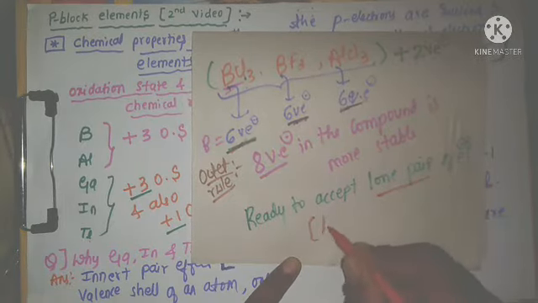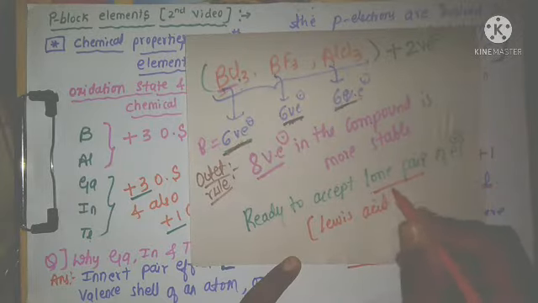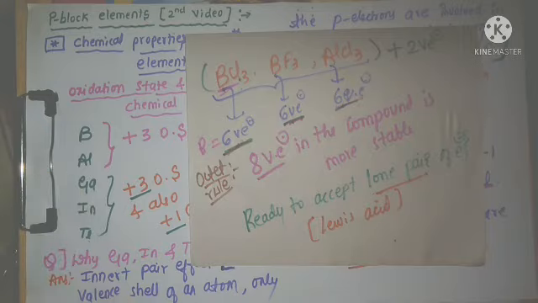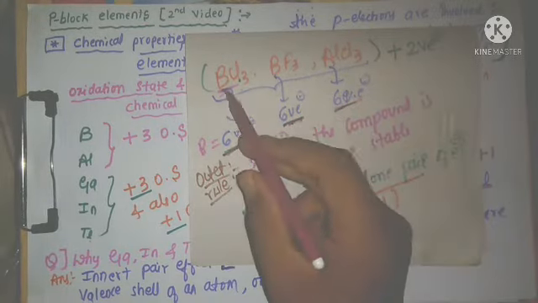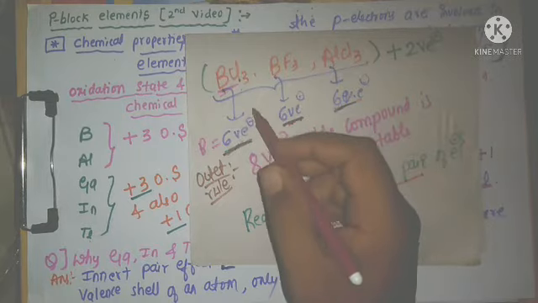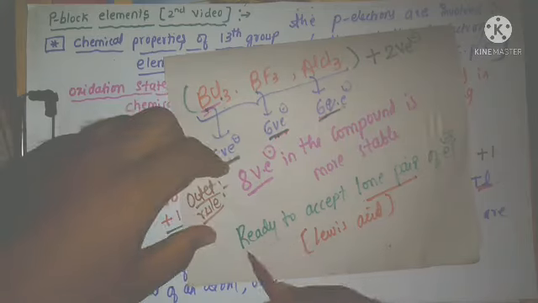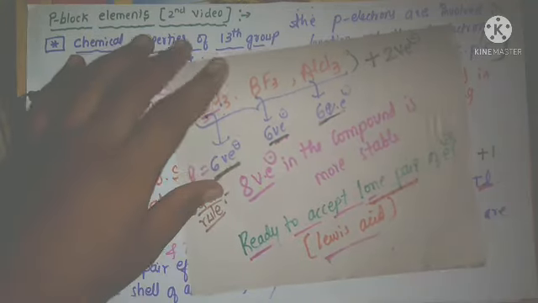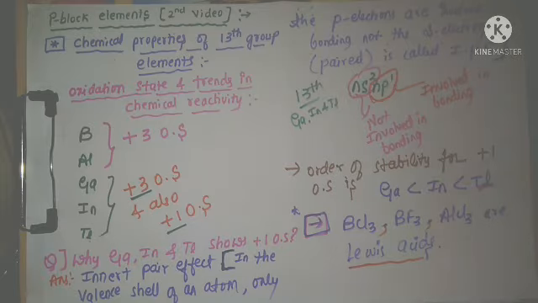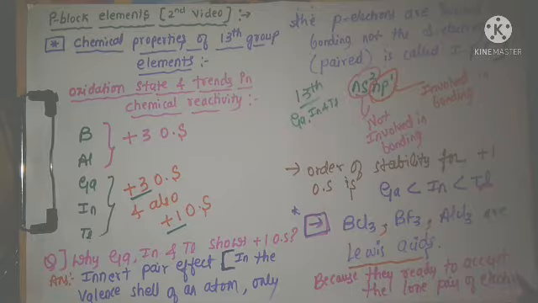The one which accepts the lone pair is called as what? Lewis acid. What is meant by Lewis acid? The one which accepts the lone pair of electrons is called Lewis acid. Because in all these compounds, the central atom, boron or aluminium, is having less number of electrons, therefore they are ready to accept the lone pair of electrons. When they are ready to accept the lone pair of electrons, those are called Lewis acids. Now I will write here: because they are ready to accept the lone pair of electrons, they are Lewis acids. They are Lewis acids. Right.